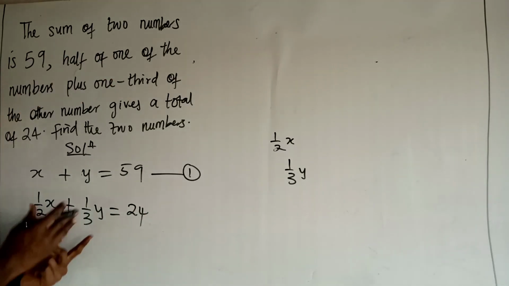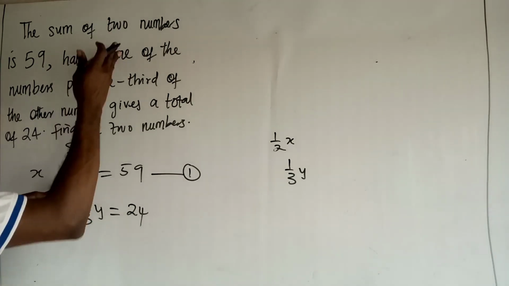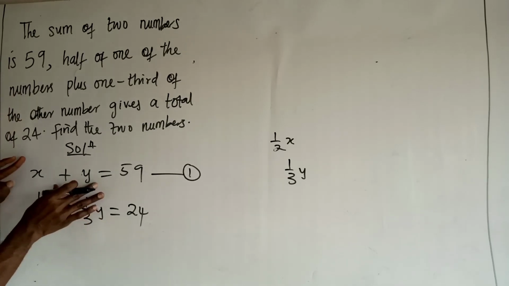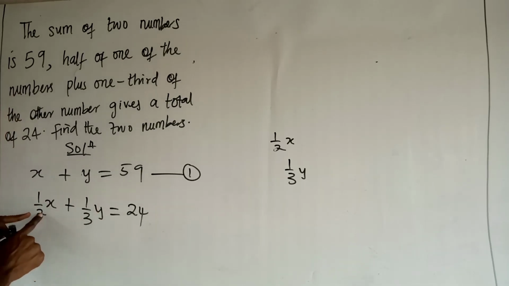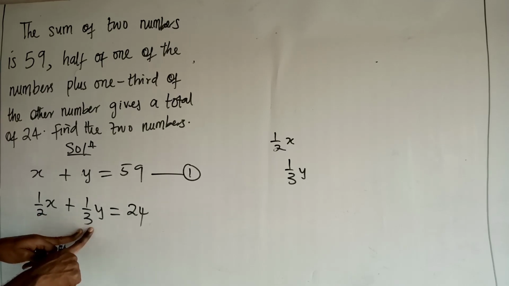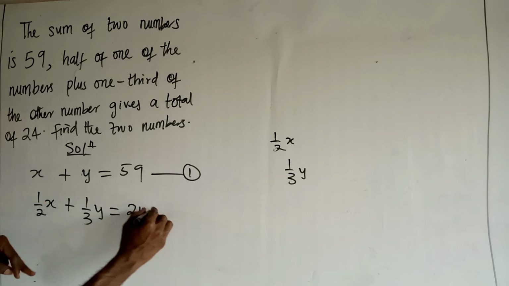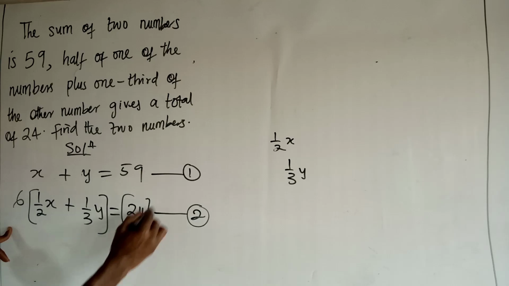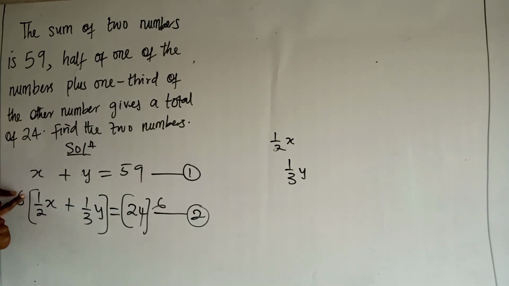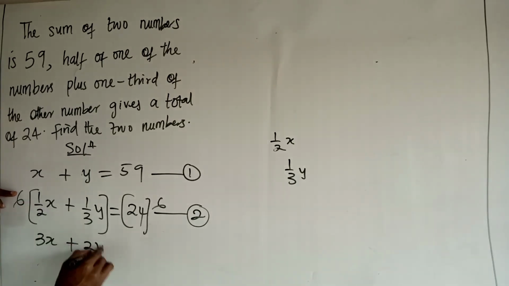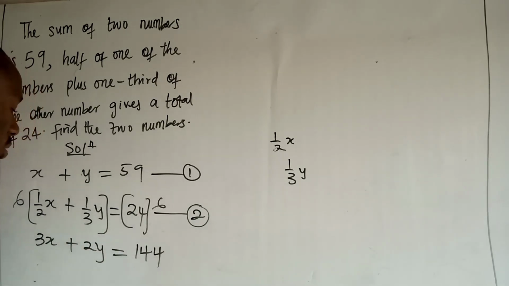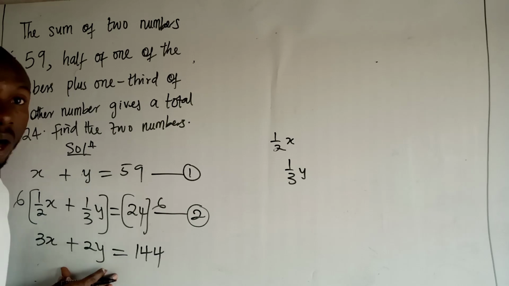Now we have a simultaneous equation. This is the first statement here, and this is the second statement here. I really want to clean up this second equation so it looks like this, without fraction. The LCM of 2 and 3 is 6, so I wish to multiply both sides by 6. If I multiply by 6, when 2 divides 6, I have 3, then 3 times x is 3x, plus, when 3 divides 6, I have 2, then 2 times y is 2y. And 6 times 24 will give me 144. So this is our new equation, because I don't want the equation to have fraction.